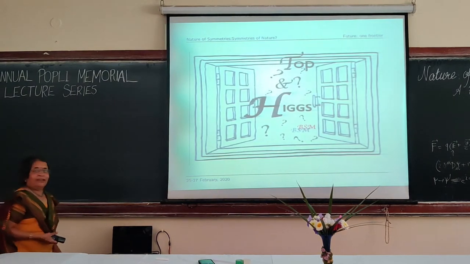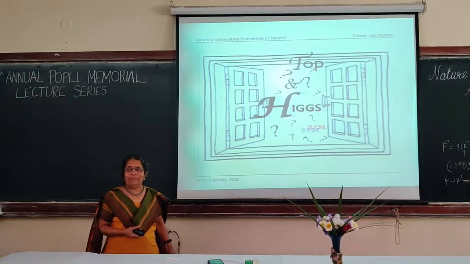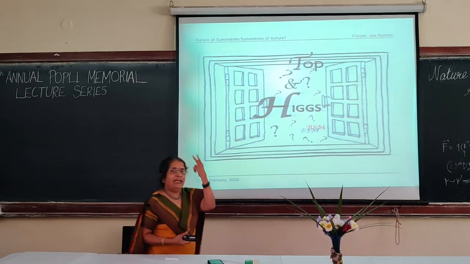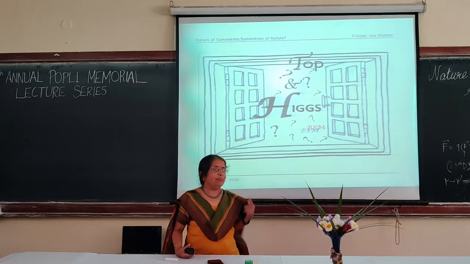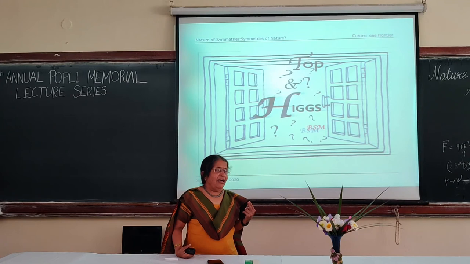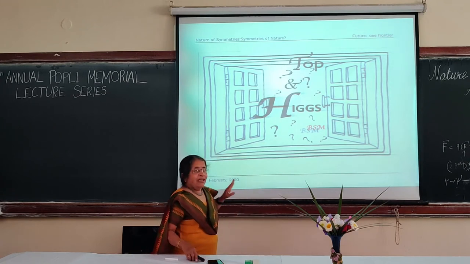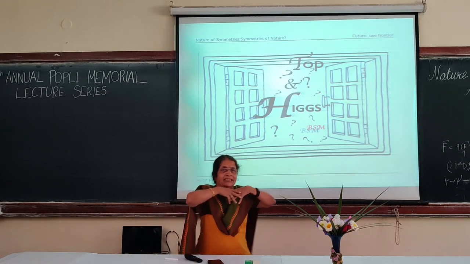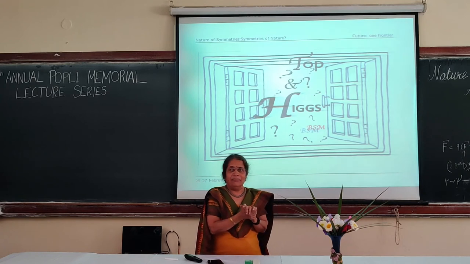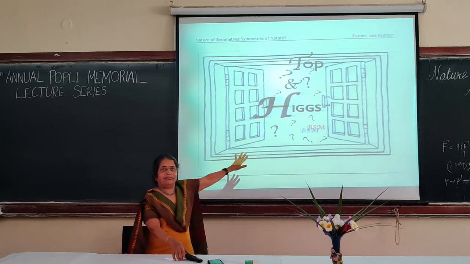So now what is left for particle physicists to do? We have two very heavy particles, the top quark and the Higgs boson. And now the idea is, can you study whether there is any physics beyond the standard model by looking at the properties of these two particles?